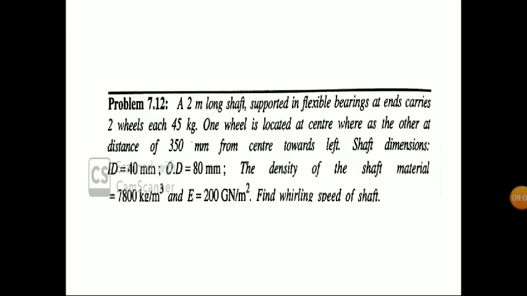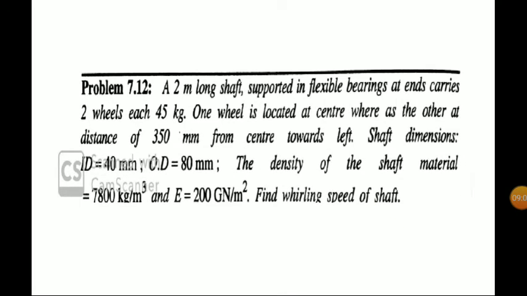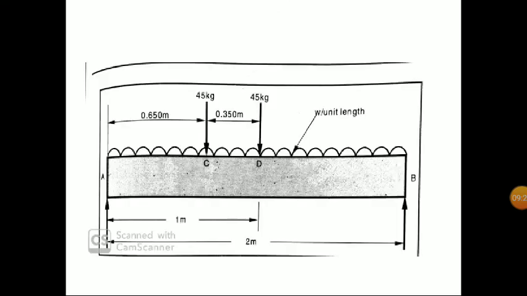Okay. So next problem: a 2-meter long shaft supported in flexible bearings at its ends carries 2 wheels, each 45 kg. One wheel is located at the center, whereas the other is at a distance of 350 mm from the center towards the left. Shaft dimensions: inner diameter 40, outer diameter 80. The density of the shaft material is 7800 kg per meter cube and E equal to 200 gigaNewton per meter square. Find the whirling speed of the shaft.